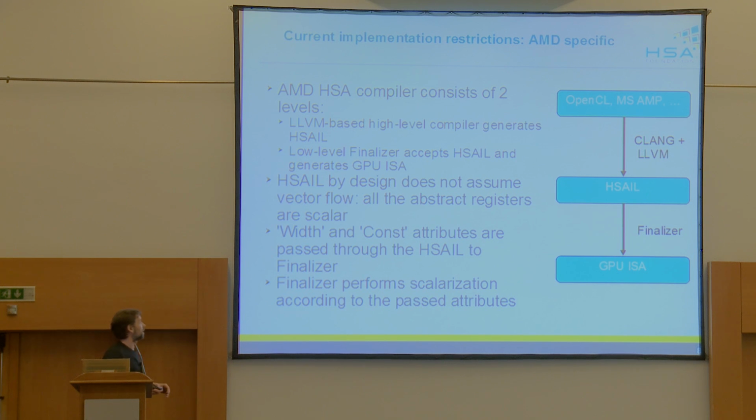Okay, in the AMD HSA compiler, we really have two compilers layered in a stack. The high-level Clang and LLVM-based compiler accepts OpenCL and produces HSAIL, Heterogeneous System Architecture Intermediate Language. And the low-level proprietary compiler, the so-called finalizer, accepts the HSAIL and produces the GPU ISA. So we have to pass the information that we collect over the IR to the machine code.